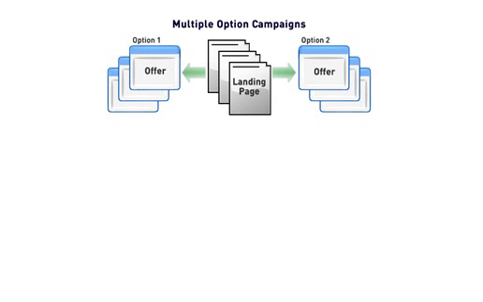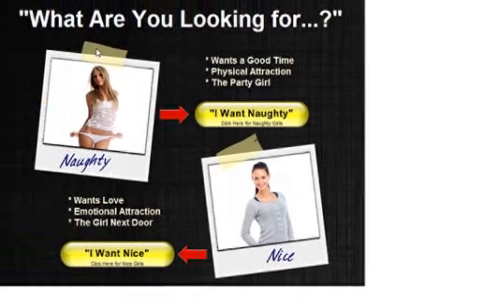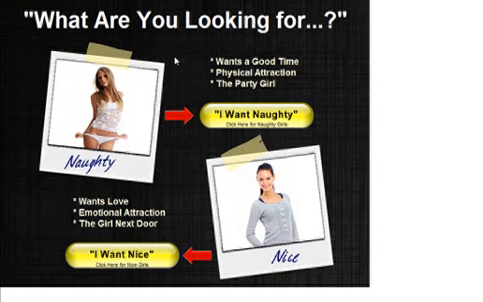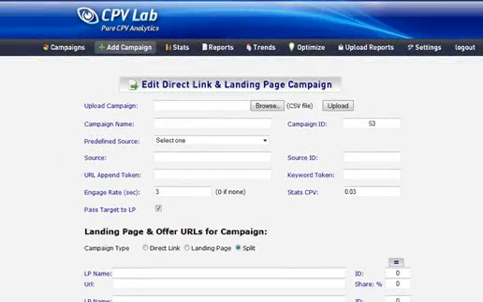I can actually show you an example of that. Here is a dating landing page. This is a multiple option campaign. And what happens here, we have two options, nice and naughty. So when they click on naughty, it's going to rotate through your more risque type dating sites like Adult Friend Finder, Fling.com, sites like that. Now when you click on nice, it's going to rotate through your more traditional dating sites such as Match.com, Mate1, Zoosk, things like that. So that's just an example of a multiple option campaign.